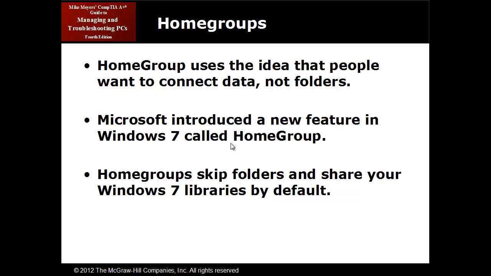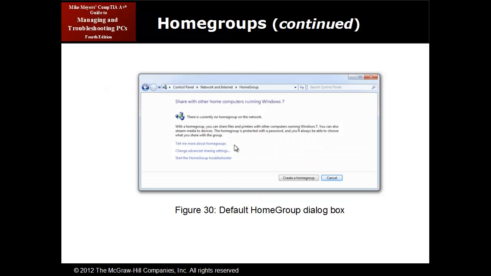When you're working with home groups, here's a screen for it. The default home group dialog box. There is currently no home group on the network. Well, let's create one. And it takes you through the process of creating one. You can only really have one home group on a network at a time. So once you create a home group, the next computer, when it comes into the home group section, says there's a home group, you need to join it. If you want to do anything with home groups, you need to join that home group.